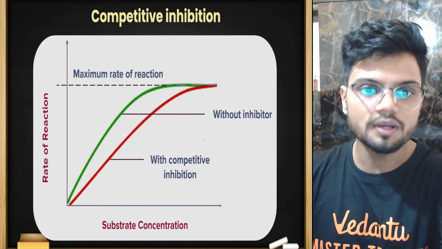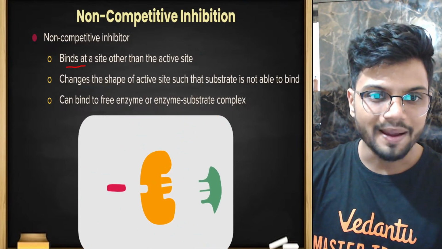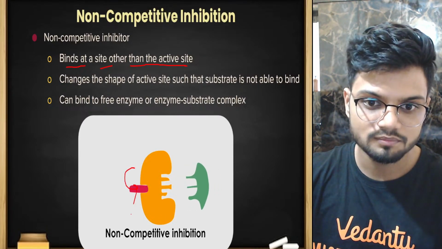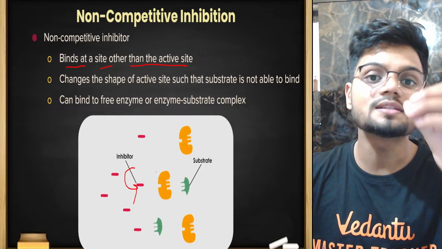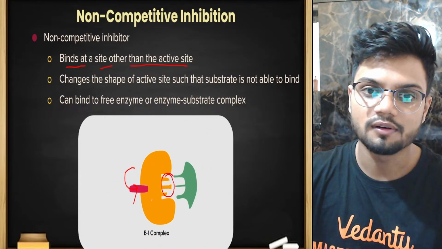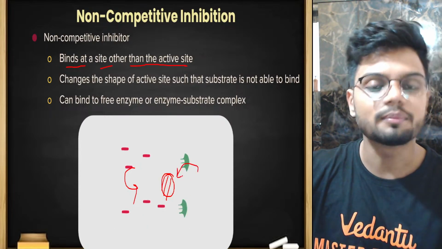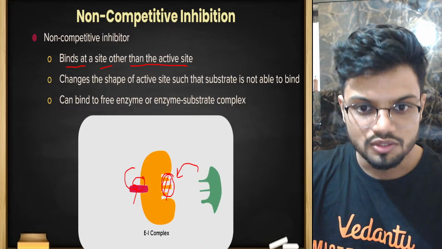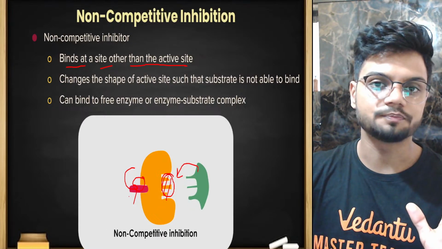Okay. Now what is non-competitive? A non-competitive inhibitor binds at a site other than the active site. See, this is the active site; it will bind somewhere in the back. When it binds in the back, it will change the entire enzyme. See here, binding here, the entire structure is changing. Can you see? The entire active site is changing. So once the active site is changed, the substrate cannot bind anymore. The inhibitor binds other than the active site, changes the structure of the active site, and the substrate is not able to join at all.